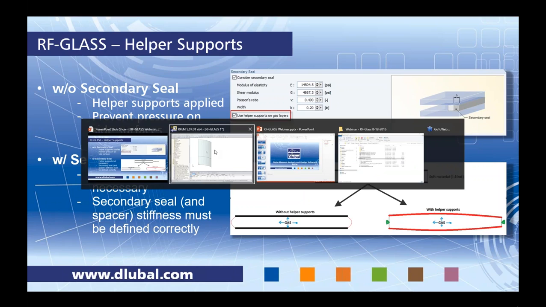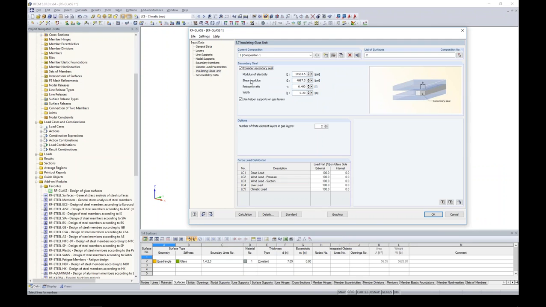So that's just a little bit more on what this option is. For us, we will leave this unchecked for now, therefore the helper supports will be used in the background. The number of finite element layers in gas layers: our gas layer is only 0.65 inches deep. 2 layers is probably fine for that. If you had something larger, you can always increase the number of layers.